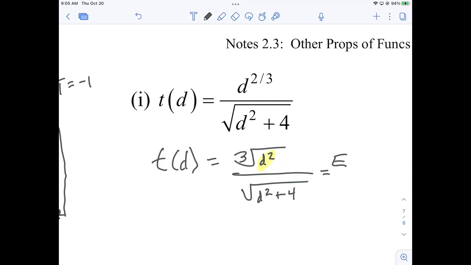That's going to give you an even function, right? Because D is squared. So you get an even over an even. And what's an even over an even? What's a positive divided by a positive? Positive. So an even divided by an even is even. So in this case, it's easier to write it in radical format to do the analysis rather than taking a radical and writing it in fractional exponent format.